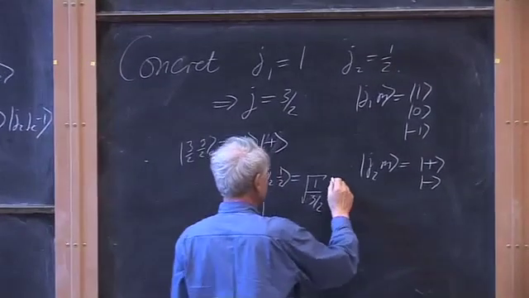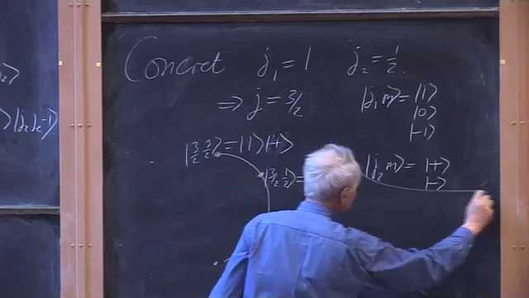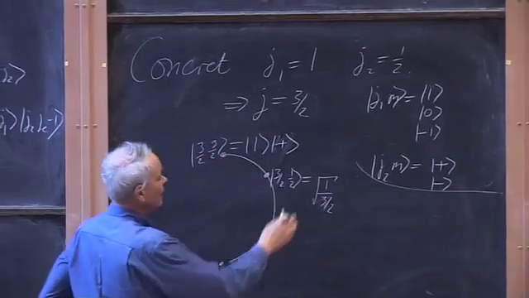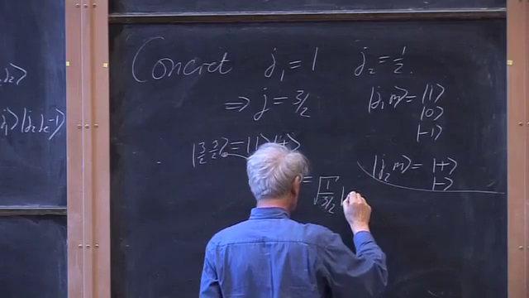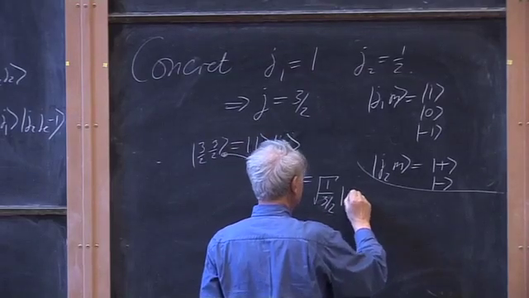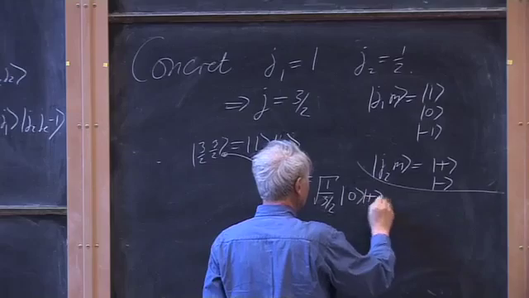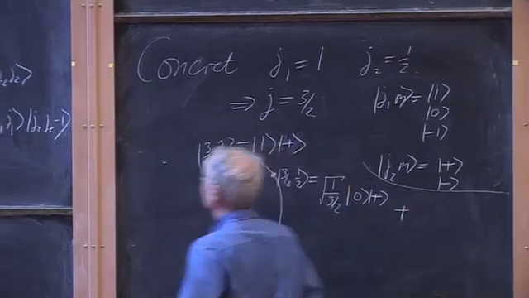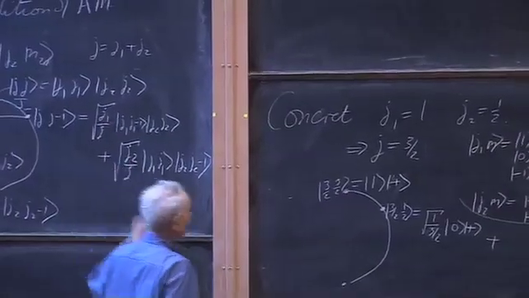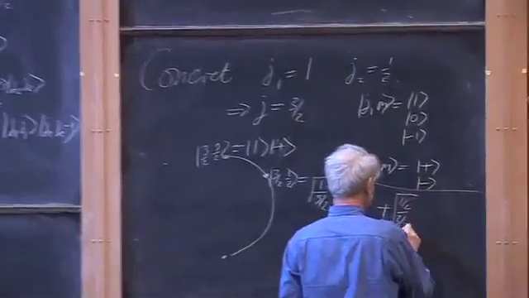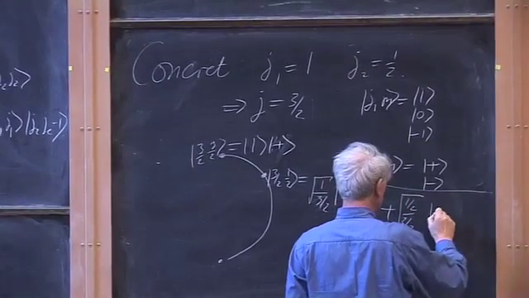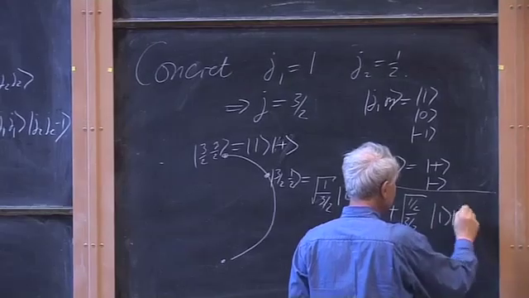Oops, I'm in danger of running out of space. Let's just shave that off. It'll be 1 over 3 halves times |0⟩ plus, and now I want this state, which is going to be a half over 3 halves, the square root of a half over 3 halves of |1, −⟩.